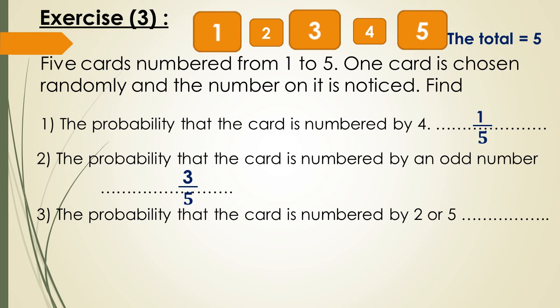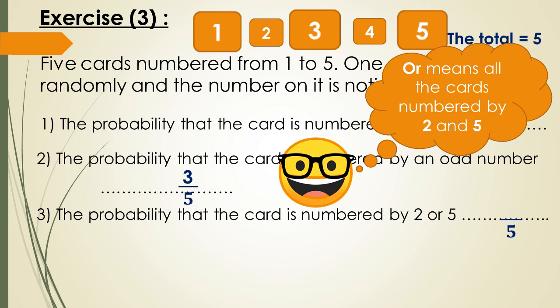Number 3, the probability that the card is numbered 2 or 5. So here the denominator is the total number, which is 5. And ask myself, or here means all the cards numbered 2 and 5. How many cards are numbered 2 and 5? Only 2 cards. So write 2 up. So the probability will be 2 over 5. And here it is in the simplest form, so we are not going to simplify.